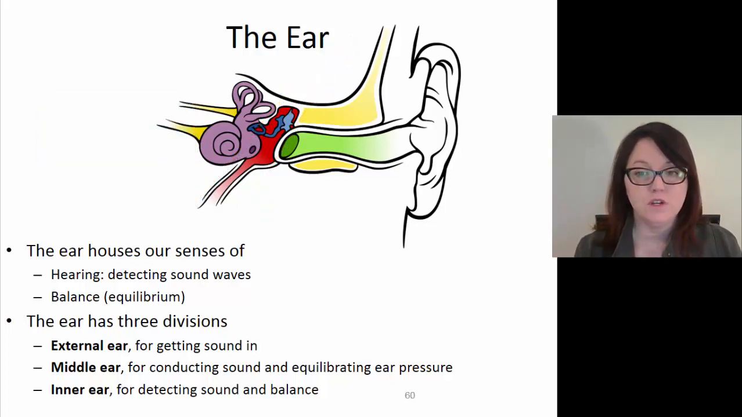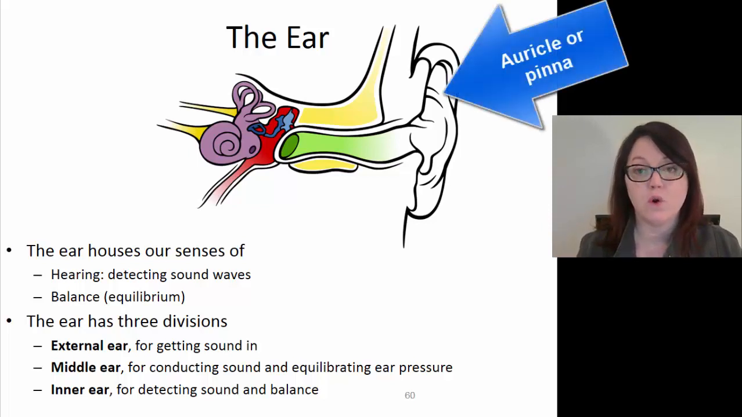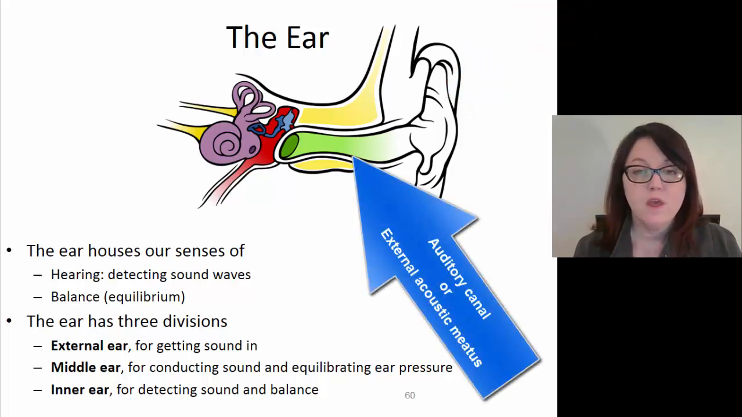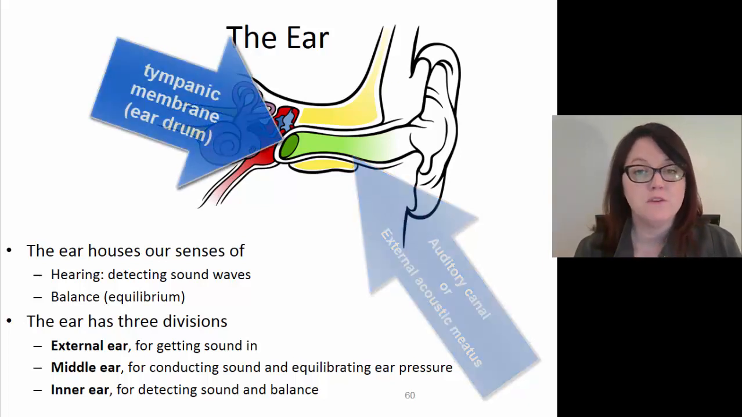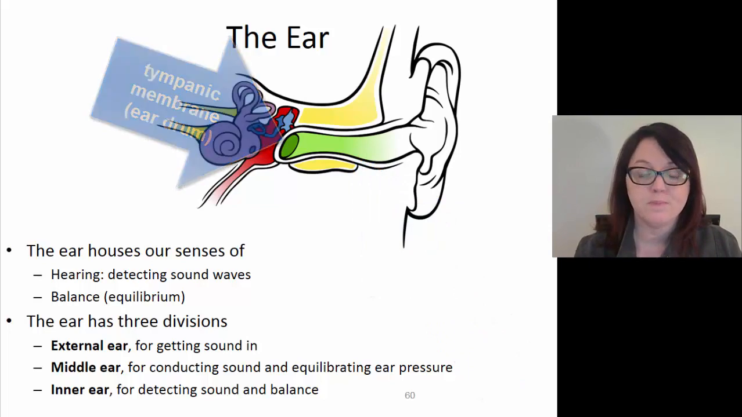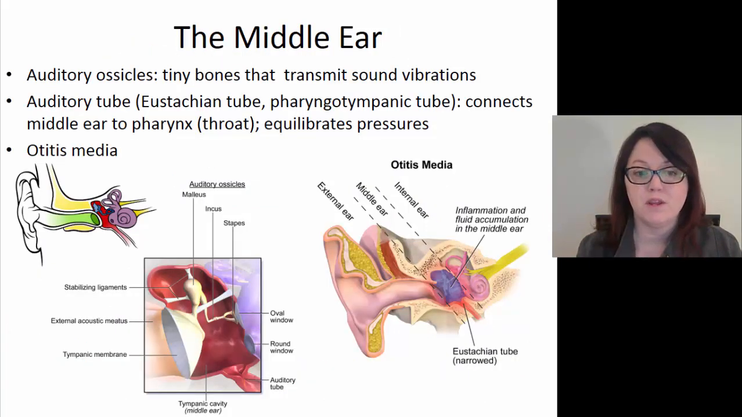So the external ear, we're not going to talk a lot about in this video, but basically it's composed of a structure called the auricle or the pinna, which is like a funnel that's funneling sound into a tube called your auditory canal. The auditory canal is going to be just a space for sound vibrations to travel through until it hits something called the tympanic membrane or the eardrum. So the tympanic membrane is the border between the outer ear and the middle ear.